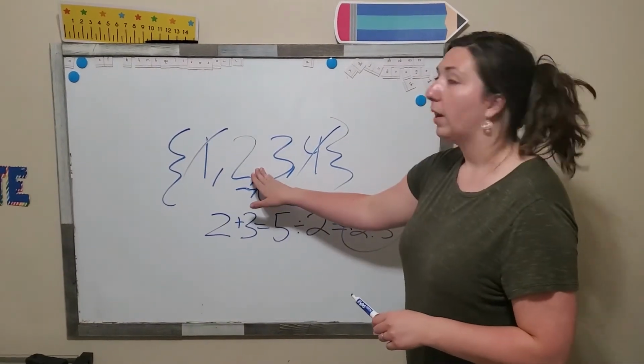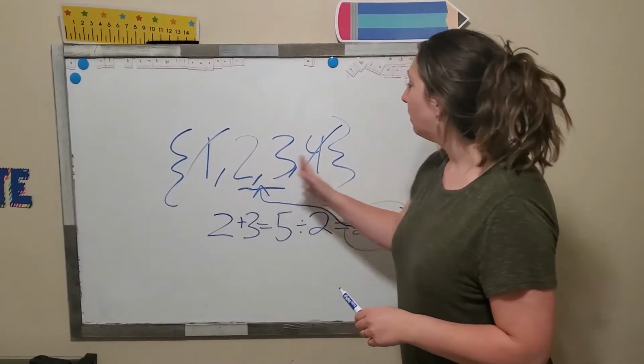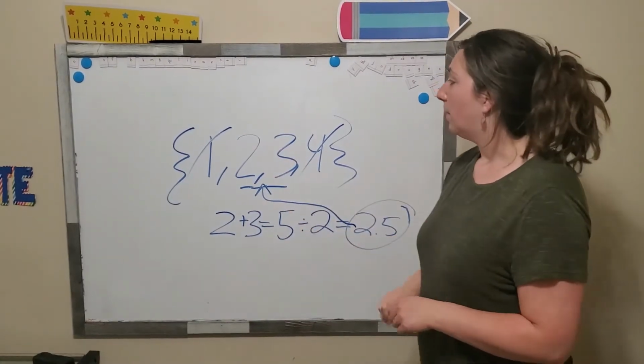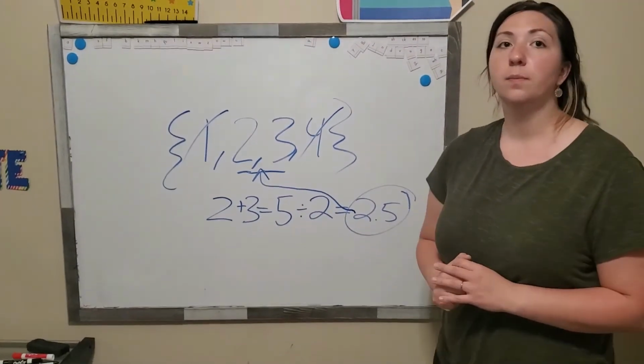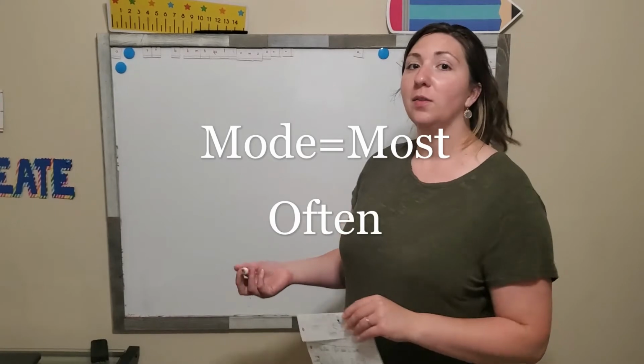2.5 would fit in right here between the 2. So there's an even number on both sides of that middle. Okay? Okay, class, now we're going to go over the mode.